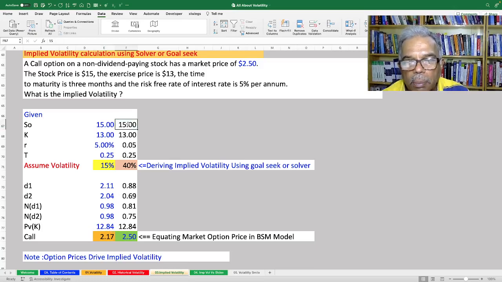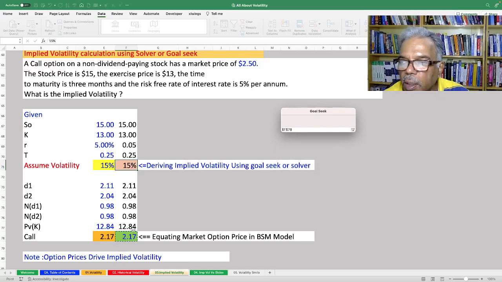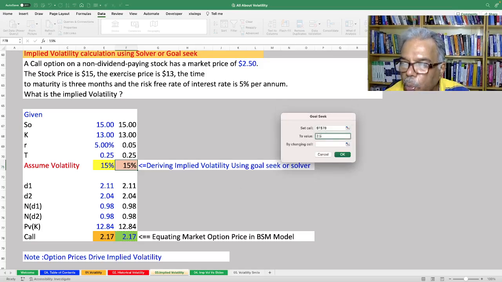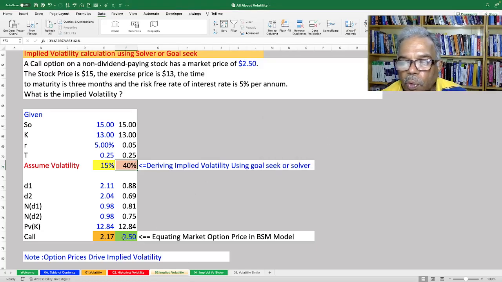Now, using the same data, let's calculate an implied volatility using a simple goal seek. Let's go into the goal seek function. Since the market option premium is given as 2.5, that means the option market premium is 2.5. So let's take the input as 2.5 by changing the variable, the volatility. So now we are able to derive the implied volatility as 40% if you input the call option price as 2.5 in the Black-Scholes option pricing model.